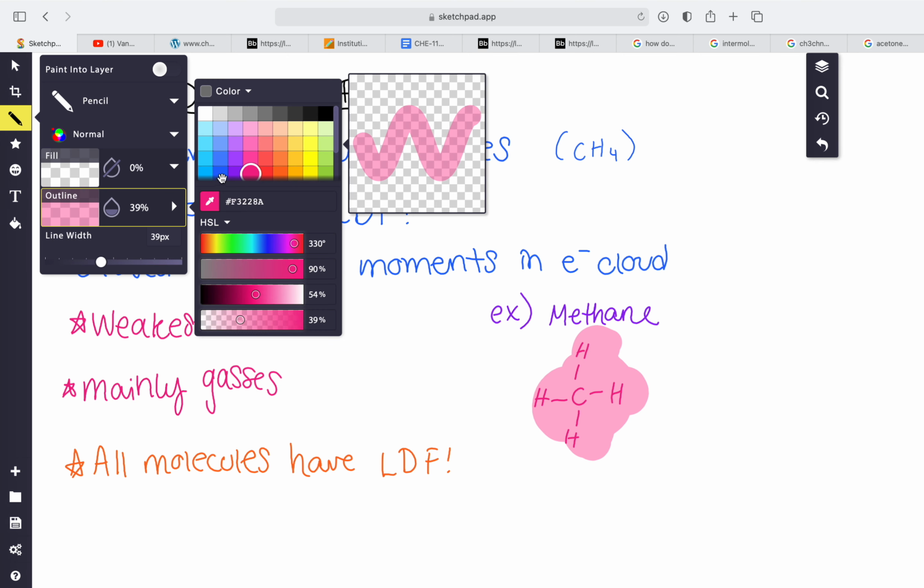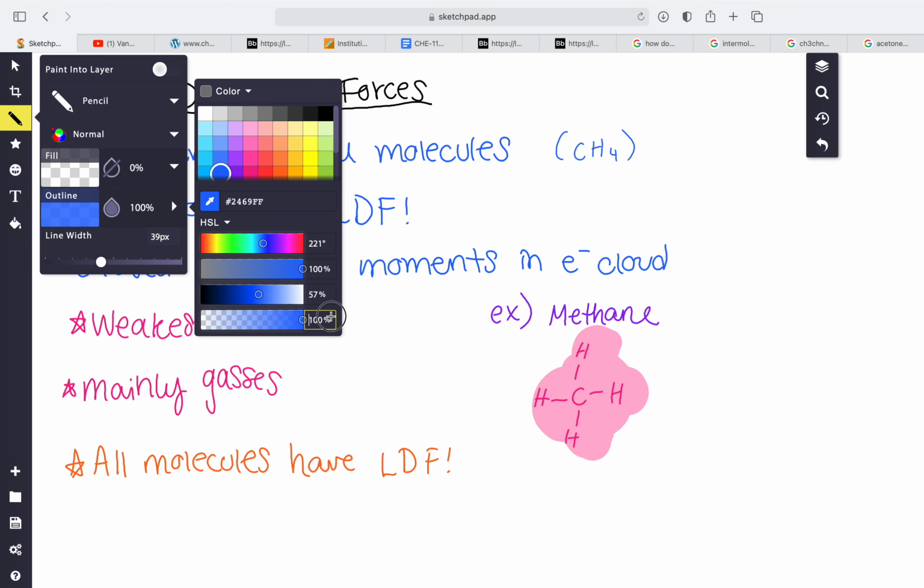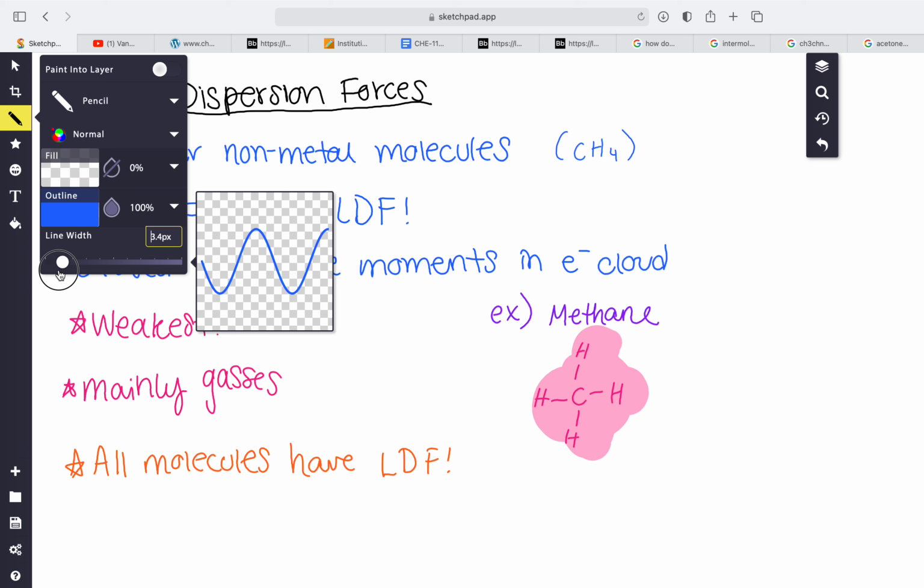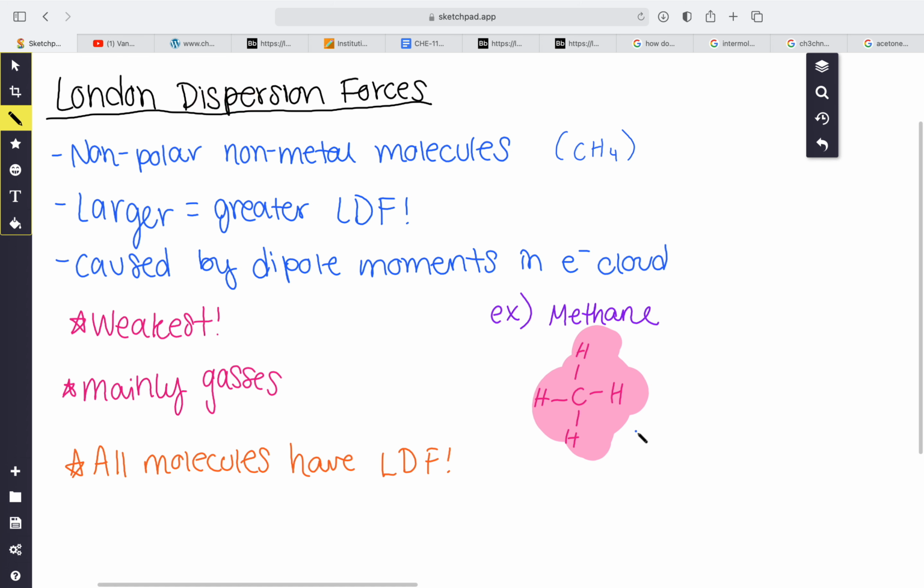That is going to make this side slightly negative and this side slightly positive because the electrons are shifting towards this one side. So this one side is going to be slightly negative and then this side is going to be slightly positive. The reason why we call it a dipole moment is because this does not stay for long.